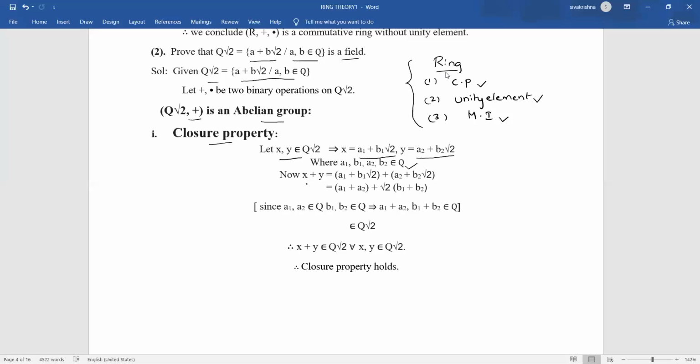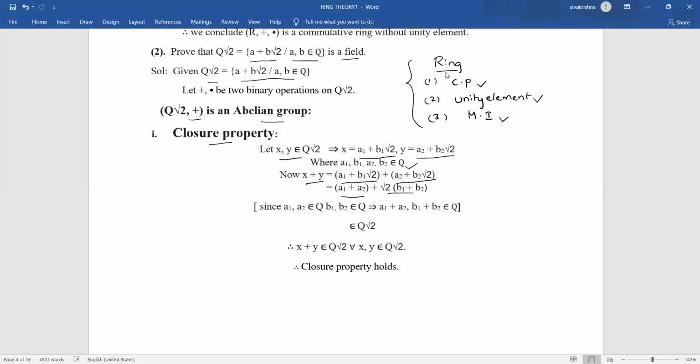So I considered x plus y. Here x is nothing but a1 plus b1 root 2 and y is nothing but a2 plus b2 root 2. Now I am adding the first term of x with the first term of y, we get a1 plus a2. And the second term of x with the second term of y, we get root 2 into b1 plus b2. If we observe this summation, clearly this is of the form a plus b into root 2. Here a is nothing but a1 plus a2 and b is nothing but b1 plus b2.